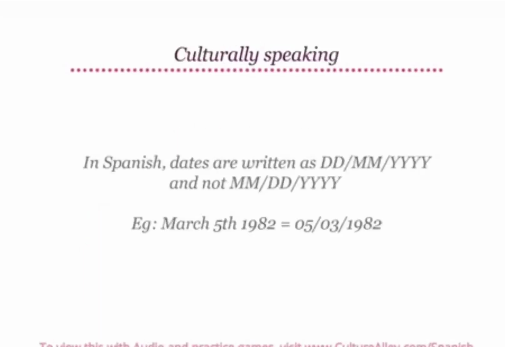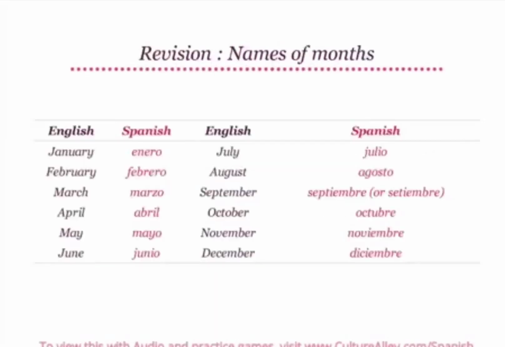Let's notice a quick cultural difference here. In Spanish, the order for writing dates is date, then month, and then year, and not as month, date, and year. For example, March 5th, 1982 will be written as 05/03/1982.